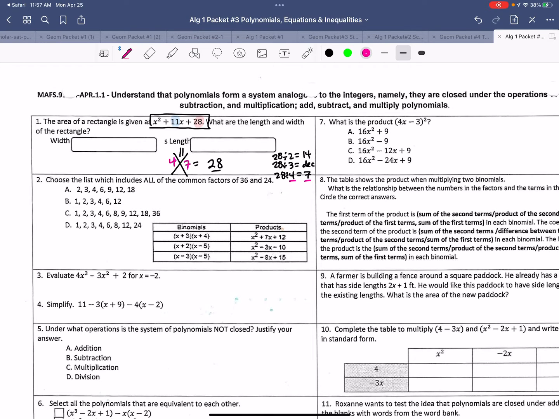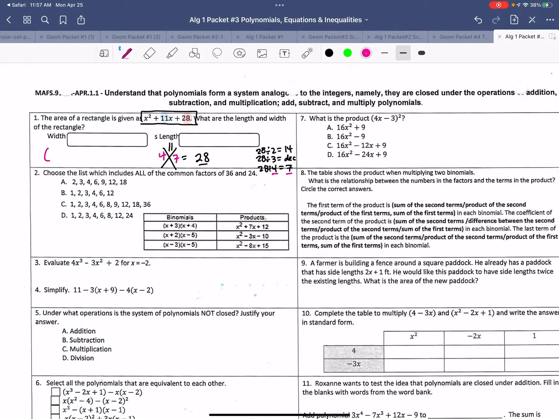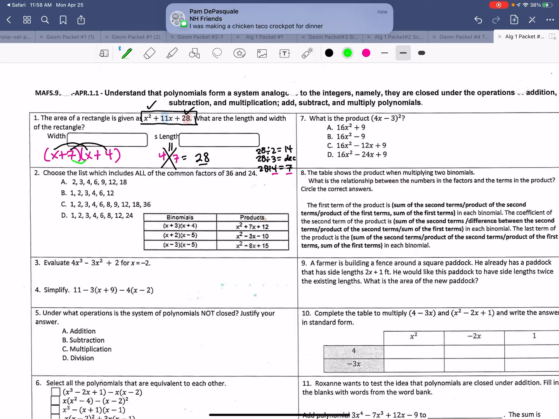Okay, so what must this look like? We know that this is x plus 7 and this is x plus 4 because when we multiply them, we get x times x, which is x squared. When we multiply these terms, we get 28. And when we multiply these inside terms, we get 7x and outside terms 4x. So those would add to give me 11x, right?